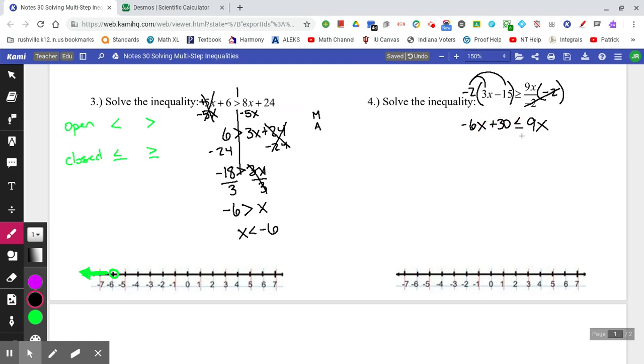All right, now it looks a little more like the other ones that we've been working on. Left-hand side and right-hand side are both as simplified as possible. I split the left from the right, and I have variables on both sides. It doesn't matter which one I move, but I usually go for the smaller value, and negative 6x is smaller than 9x, so I'm going to undo a minus 6x by adding 6x on both sides.